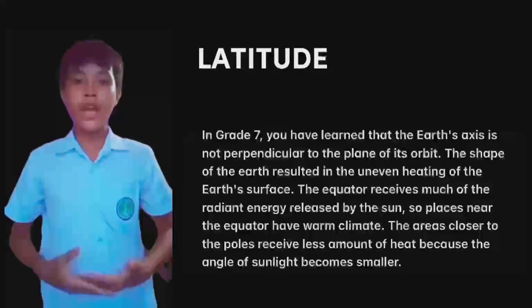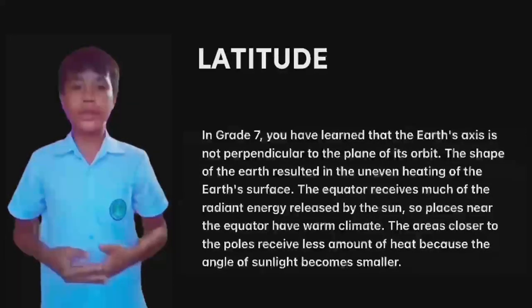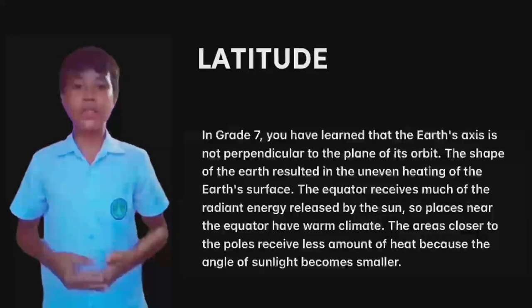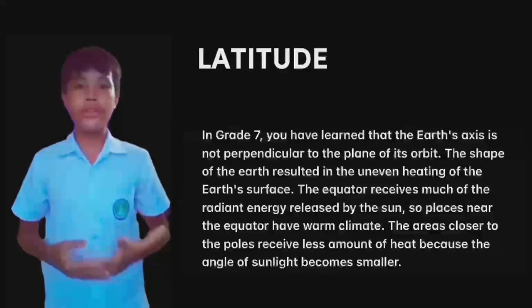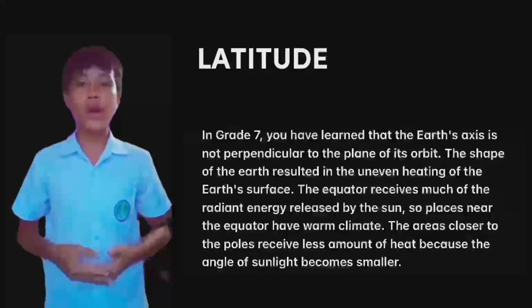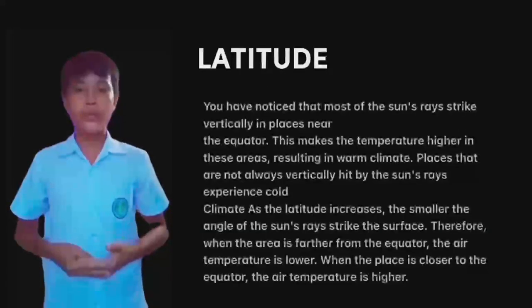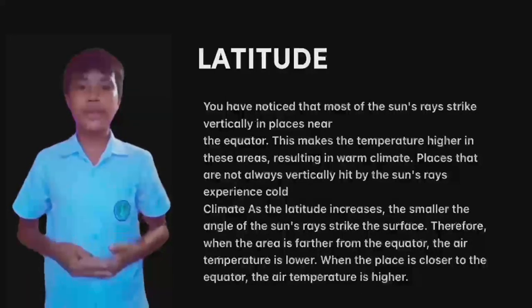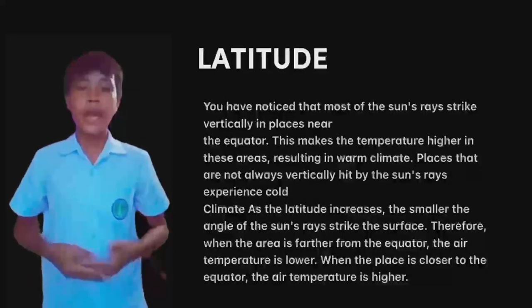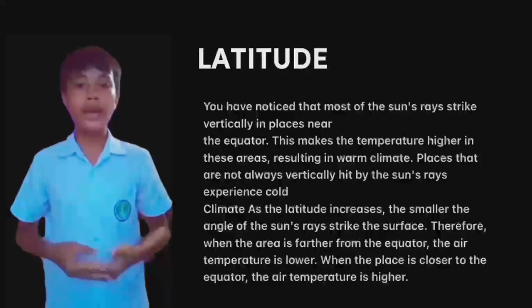In grade 7, you have learned that the Earth's axis is not perpendicular to the plane of its orbit. The shape of the Earth results in the uneven heating of the Earth's surface. The equator receives much of the radiant energy released by the sun, so places near the equator have warm climates. The areas closer to the poles receive less heat because the angle of sunlight becomes smaller. You have noticed that most of the sun's rays strike vertically in places near the equator. This makes the temperature higher in these areas, resulting in warm climates.